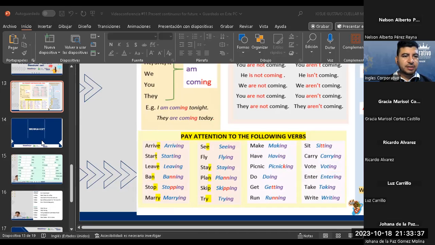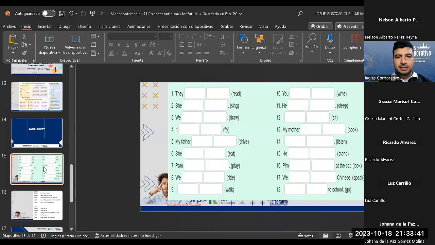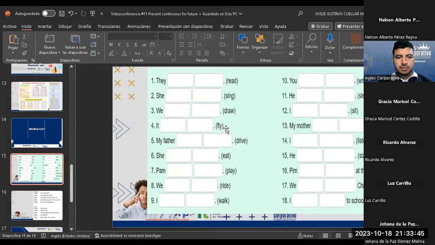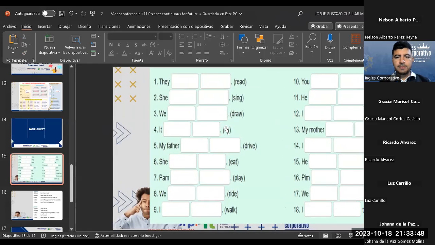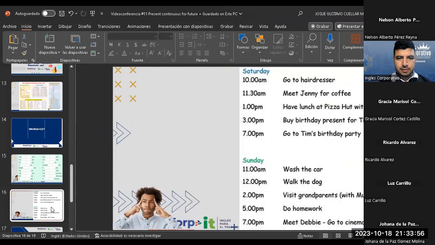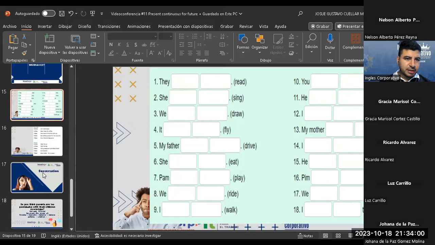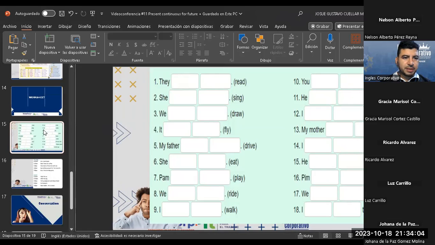Ok. And now let's go with the worksheet. Vamos acá a estas. Tenemos un par de estas. Vamos a completar este primero. First of all, ok. Easy here. We're going just to say like this. My mother is cooking. Okay? Easy. Easy. My mother is cooking. So, this is just an example.